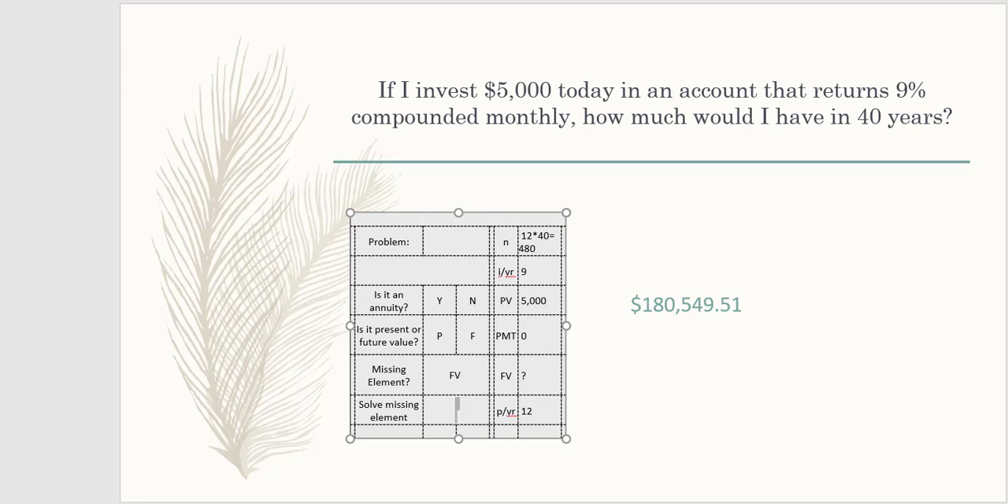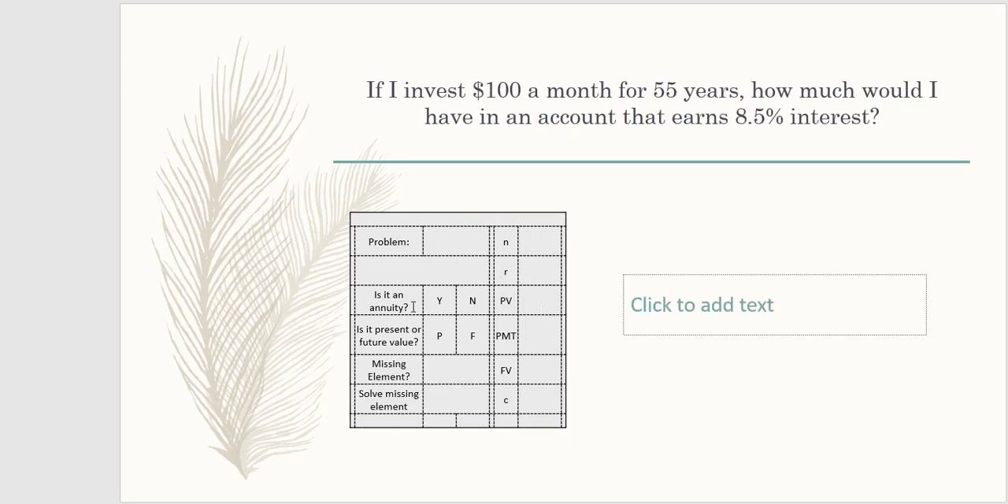So let's do the next question. If I invest $100 a month for 55 years, how much would I have in an account that earns 8.5% interest? On these problems, if I say you're doing it per month, that's when your compoundings are happening. If I say you're investing per quarter, your compoundings are happening per quarter. So let's fill in the information.